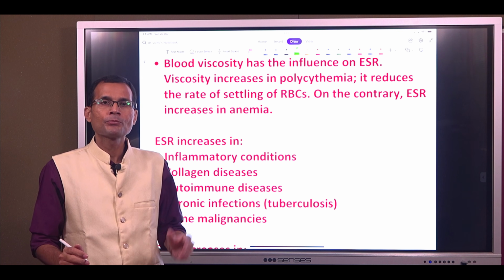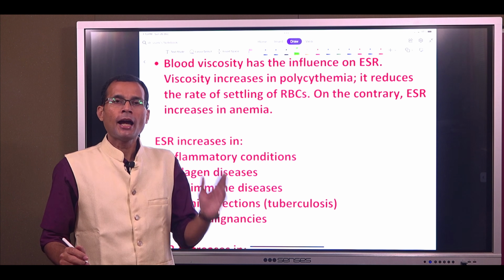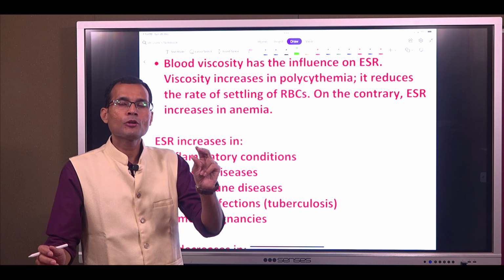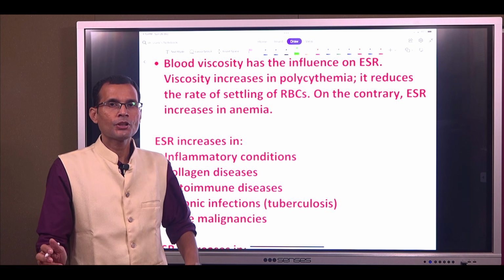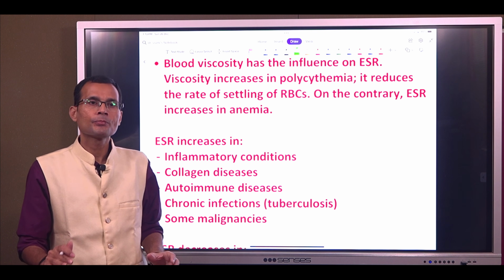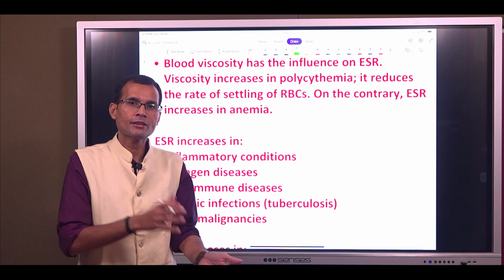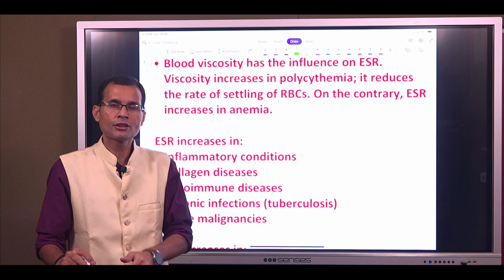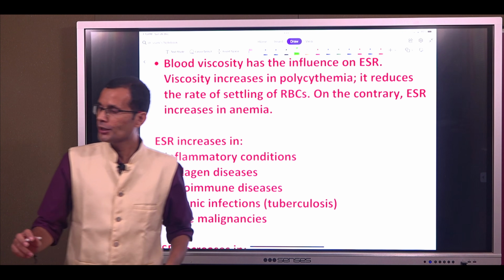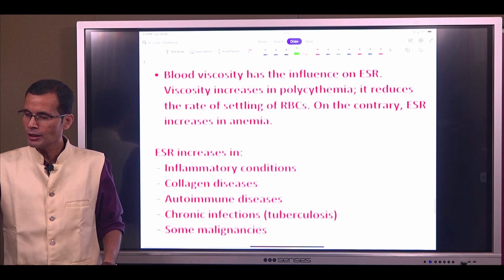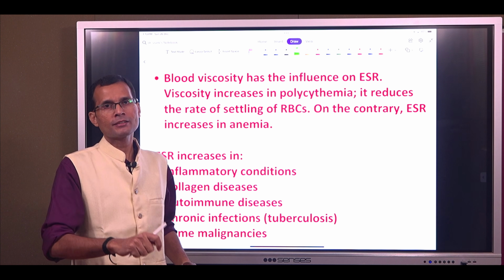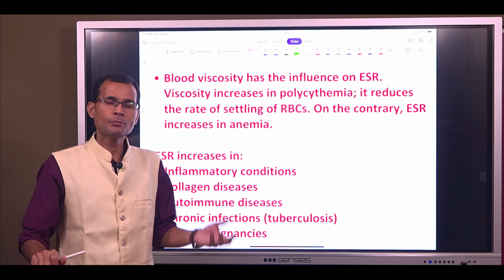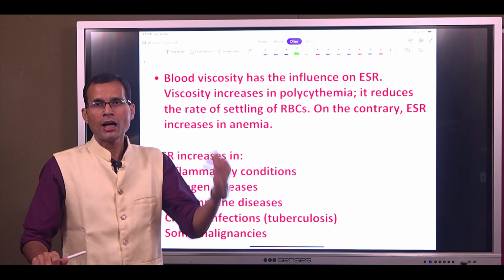If there is anemia, reduced RBC count, and relatively more plasma, then the settling down of RBCs can occur faster, the rouleau formation and settling down, because there are fewer RBCs relative to the plasma, and therefore there is less viscous resistance for the RBCs. So in anemia the ESR will increase, but in polycythemia the ESR will decrease. There is a lot of crowding of the RBCs, and therefore there will be some resistance to the RBC settling down.